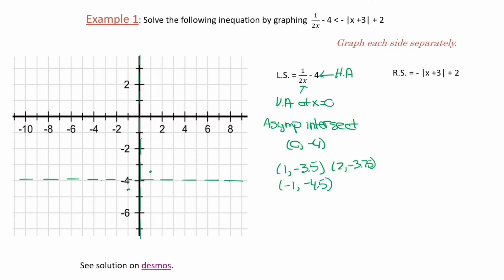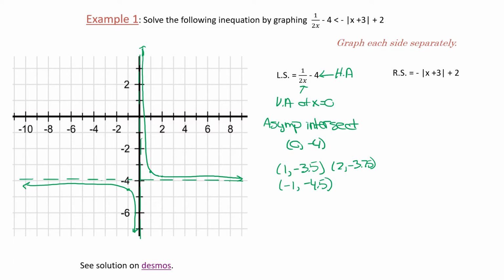So I'm going to start up here really close to this asymptote, and I'm going to gradually bring it down and curve it in a little bit and around, and that's good enough. And again, approaching the asymptote like that, and the same thing on the other side. So I'm going to curve around like that, and then coming up to the asymptote, and it's just going to continue on like that. So there is a sketch of our left side.